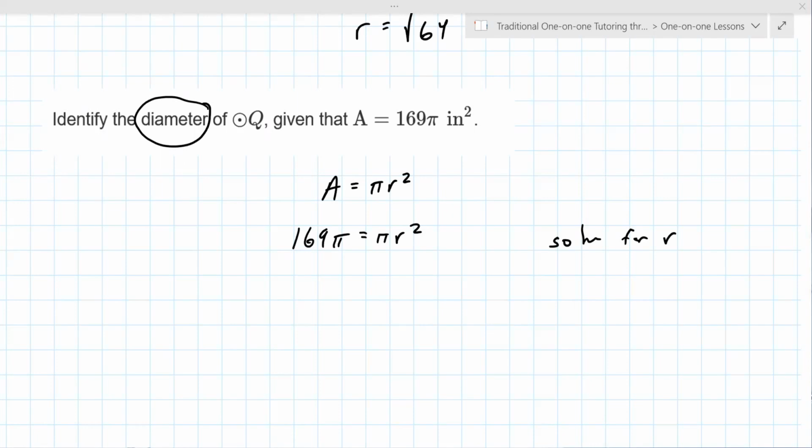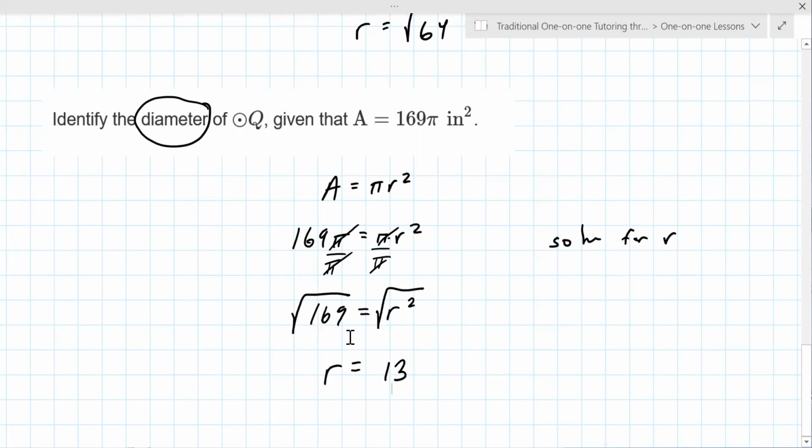Can you go back up to that other equation there? What is keeping r from being by itself? It's the pi. The pi needs to be divided because it's multiplying. So 169 equals what's left over, radius squared. So how do you undo a square? You square root both sides.